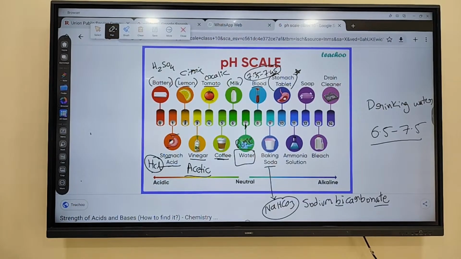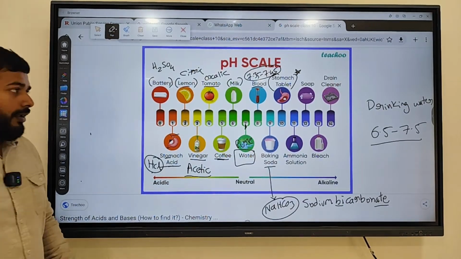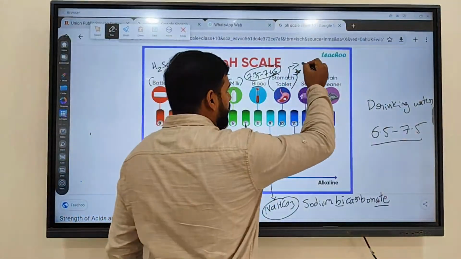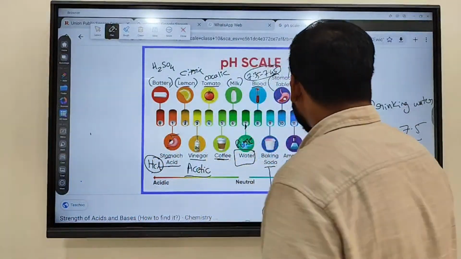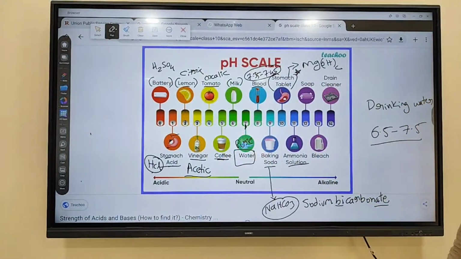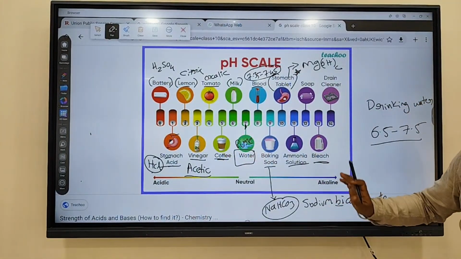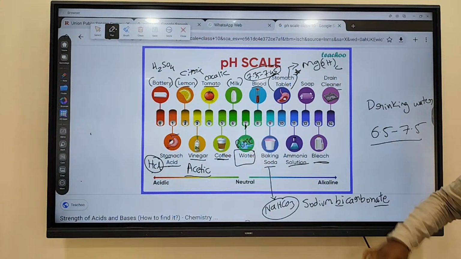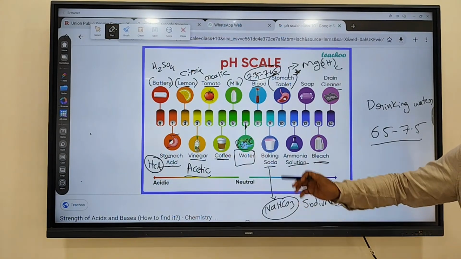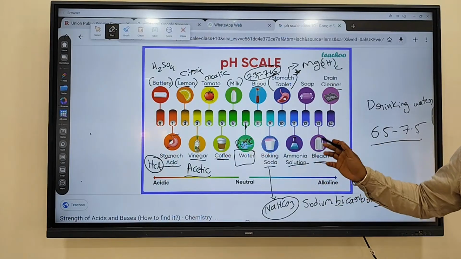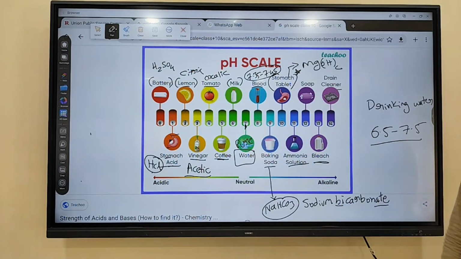Generally aged persons will be having stomach tablets: magnesium hydroxide, milk of magnesia. Then ammonia solution, bleach, that is also a base, and drain cleaner, a base. Those are not acids. We do use acids for cleaning purposes, but general cleaners are bases themselves.